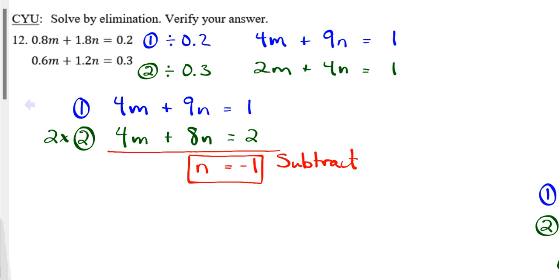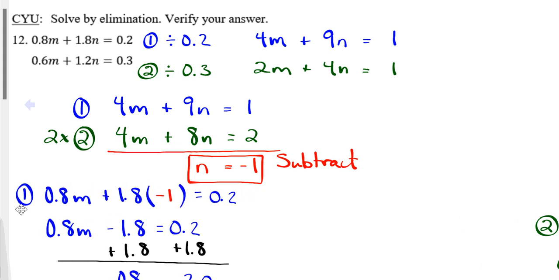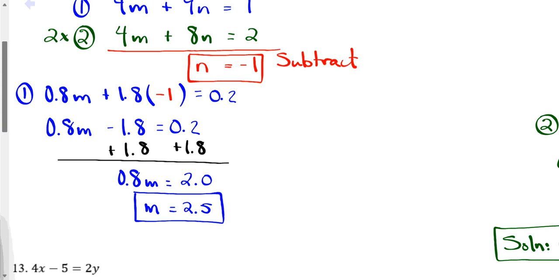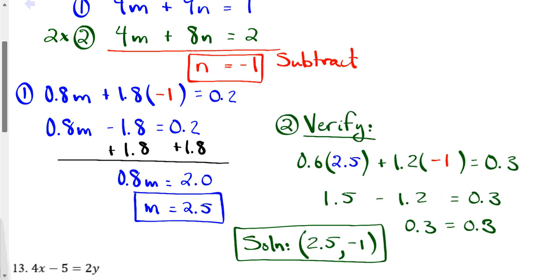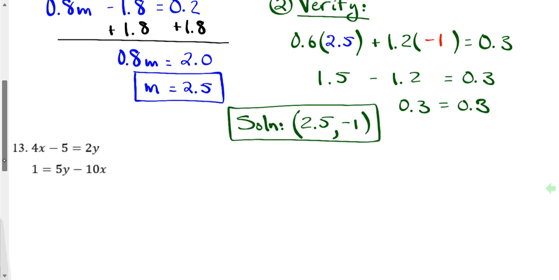To get the matching coefficients, I multiplied the second equation by 2, was able to subtract and eliminate the m's. Then once I solved to get n is equal to -1, and when we solve this equation, after substituting the n value, we get m is equal to 2.5. And then I can verify using the other equation, and it shows up that it works. So there's my solution, again in alphabetical order. My ordered pair is 2.5, -1.